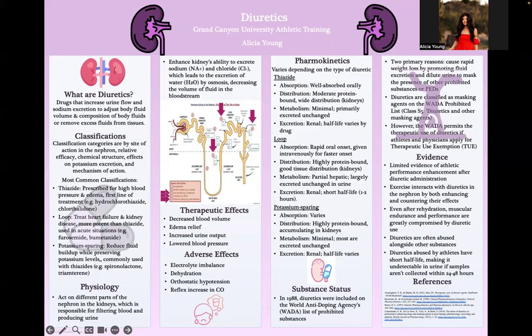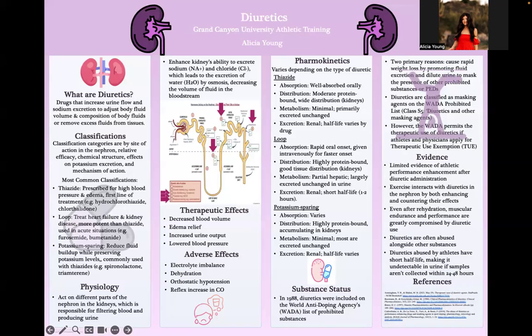The general physiology of diuretics obviously depends on the classification, but this is in general. All diuretics act on different parts of the nephron in the kidneys, and the nephron is responsible for filtering blood and producing urine. Like I said, the general physiology effect is diuretics enhance kidneys' ability to excrete sodium and chloride, which leads to the excretion of water by osmosis, decreasing the volume of fluid in the bloodstream.